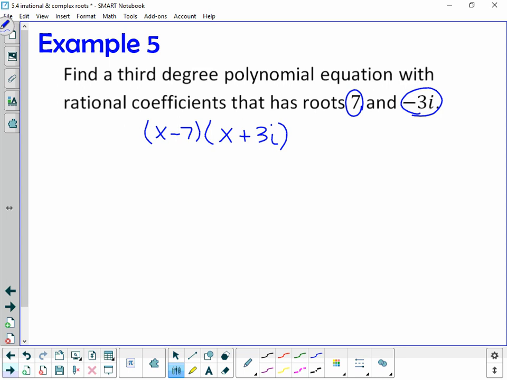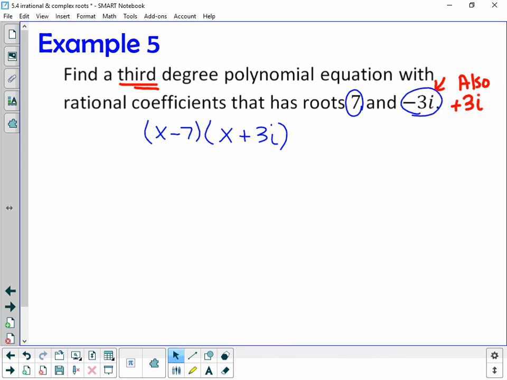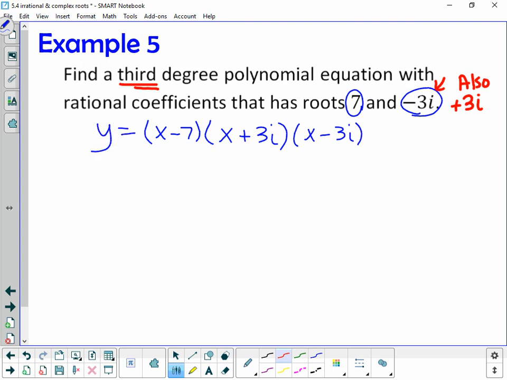But it's a 3rd degree polynomial. 3rd degree, we should have one more factor. Well, remember, this one, negative 3i, comes in pairs. So we also have positive 3i as one of the roots of our function. So we also have a factor of x minus 3i. So here are our 3 factors. This would be the equation in intercept form.